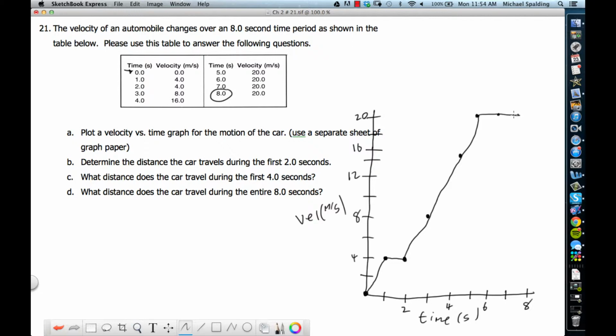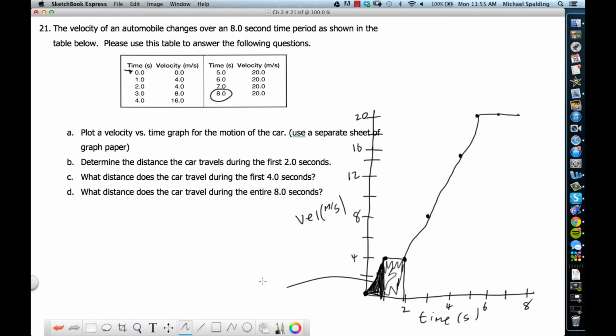Okay, B: determine the distance the car travels during the first 2 seconds. So again, how do we find distance on a velocity-time graph? Area under the graph. So we want the area in here. Now what do we have to do to this area? That would be a trapezoid. How do you deal with this? You have to break it into a triangle, so I'm going to make that all dark, and a rectangle.